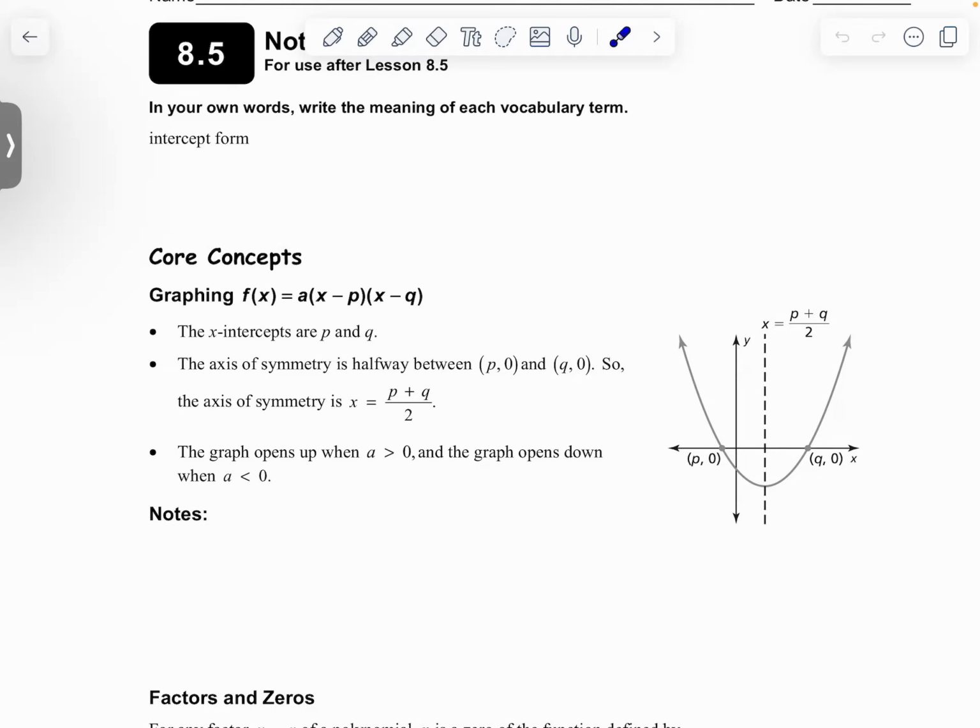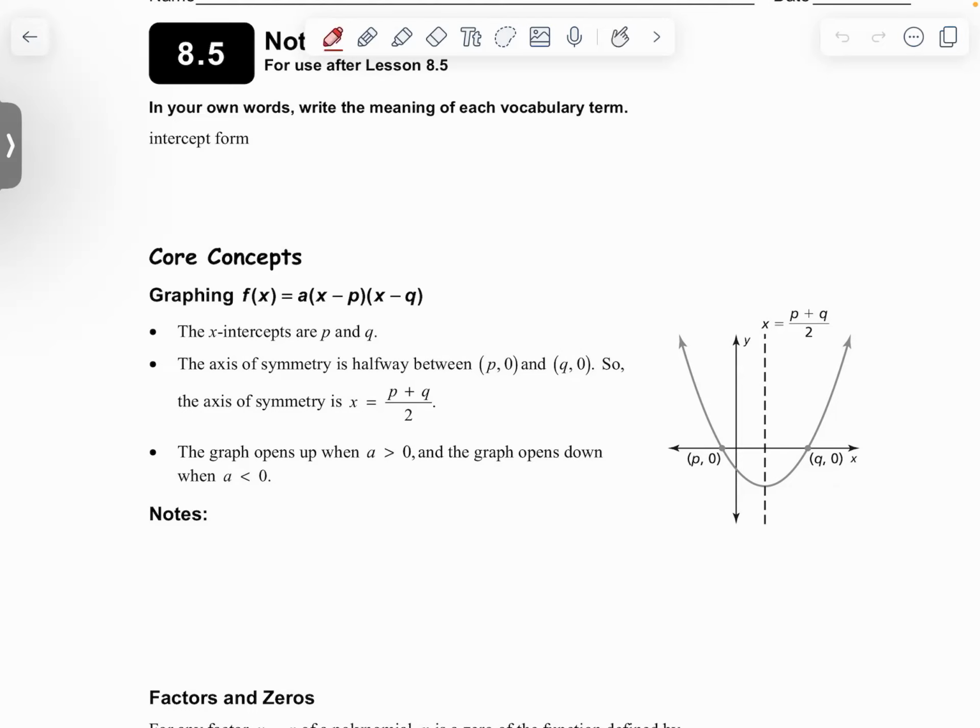Okay, so we're going to talk about today and tomorrow something called intercept form. What do you think intercept form is going to help us find? The x-intercept. Yeah, the x-intercept. So when we talked about vertex form last week, it was really easy to pick out the vertex. When we talk about intercept form, it's going to be really easy to pick out the intercepts.